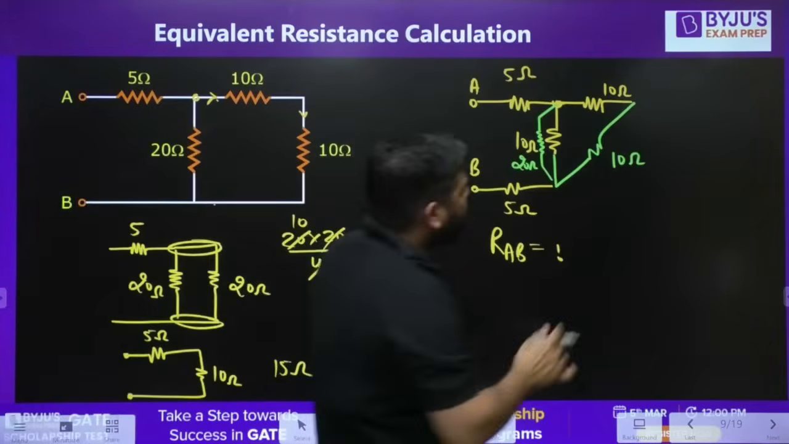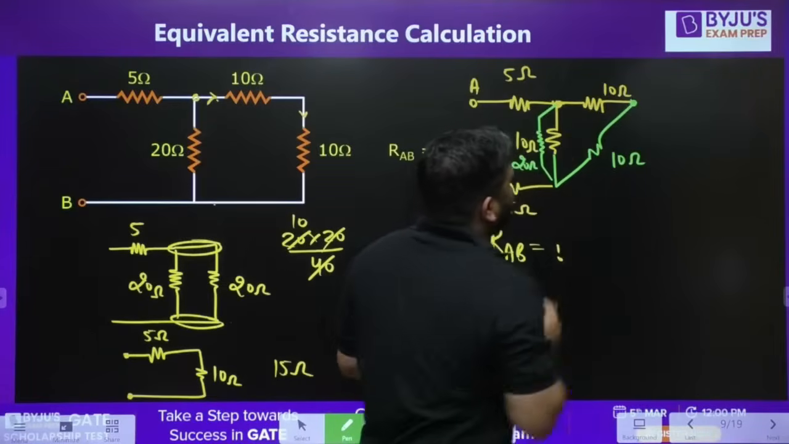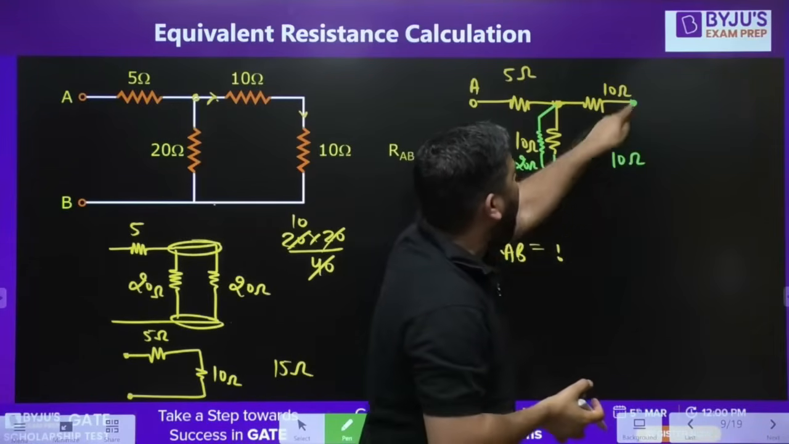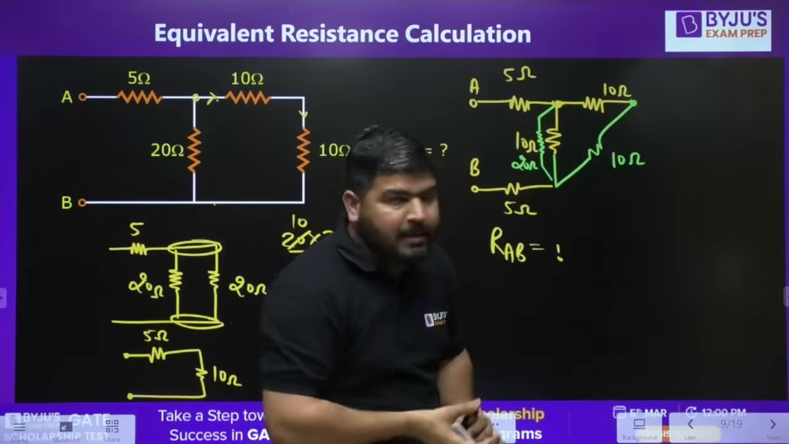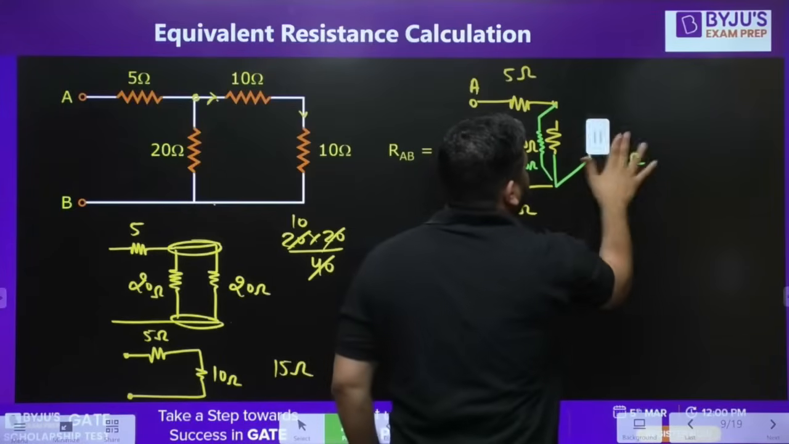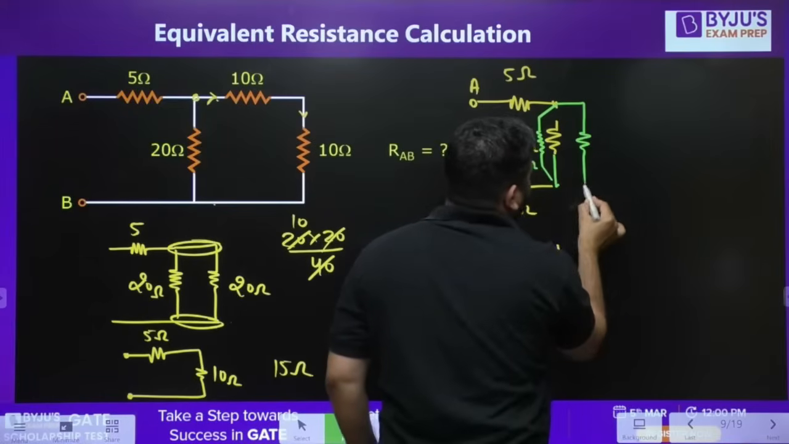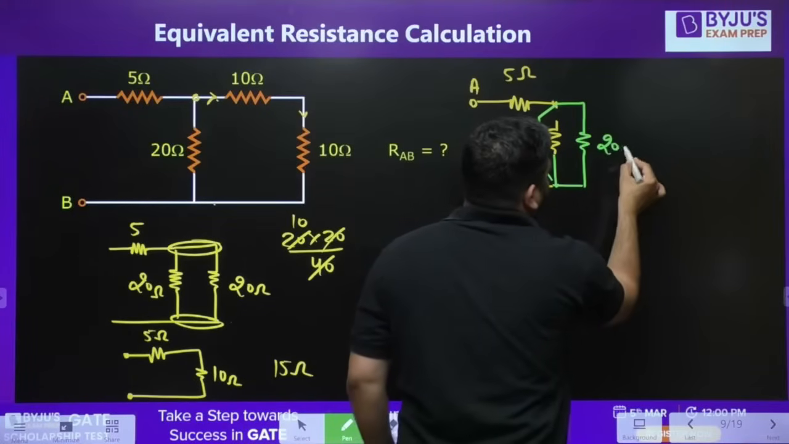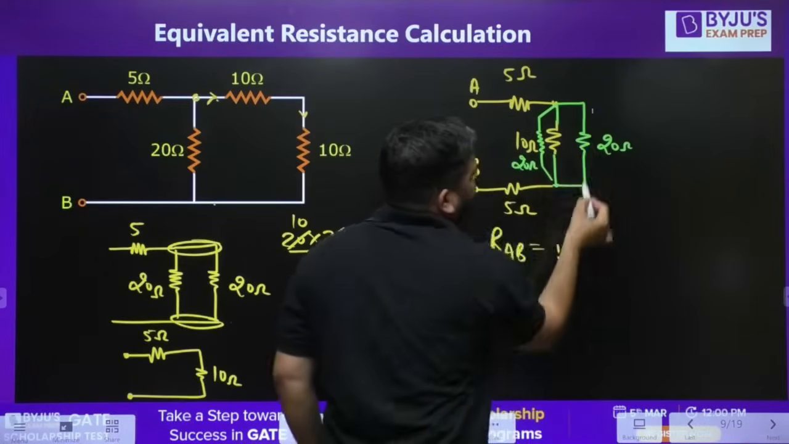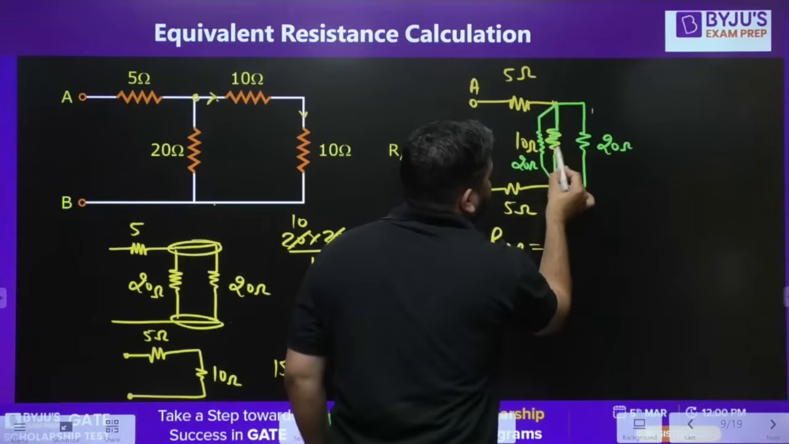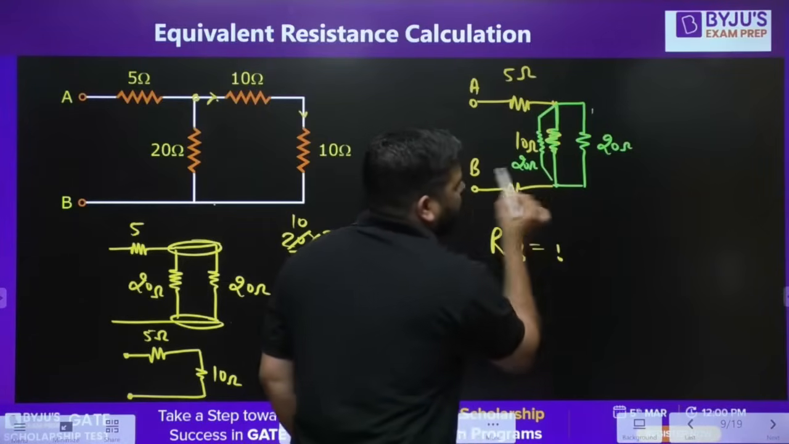Okay. Now let's come to this circuit now. You can see that this 10 ohm and this 10 ohm are in series. If they are in series, what you can do is replace it with 20 ohm. I hope it is clear. So now we have 20 ohm on this side, 10 ohm on this side. This is 10 ohm, and this is 20 ohm.